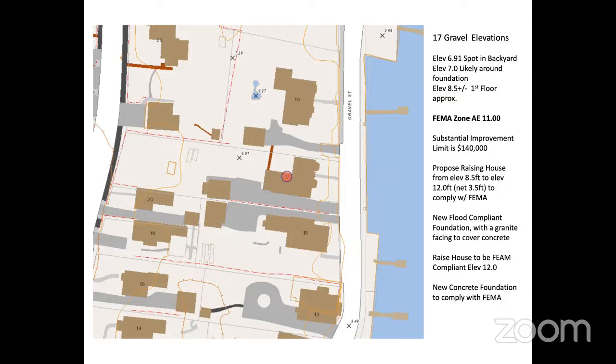That would likely need a new concrete foundation, which we could likely face with a granite material in order to keep a historic appearance to it, much like the foundation now. So that's the first question to the commission: could we raise the house to elevation 12 to comply with FEMA flood zone regulations?